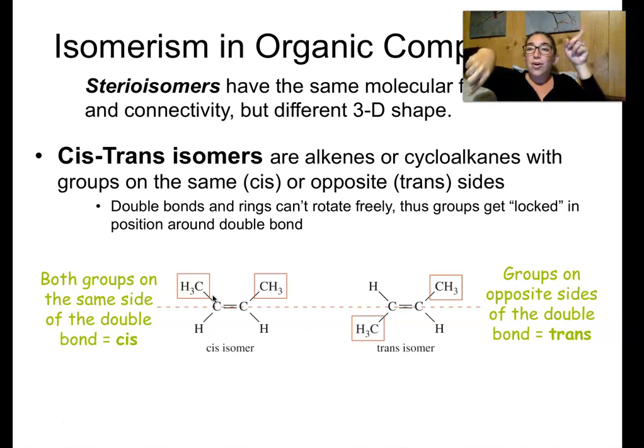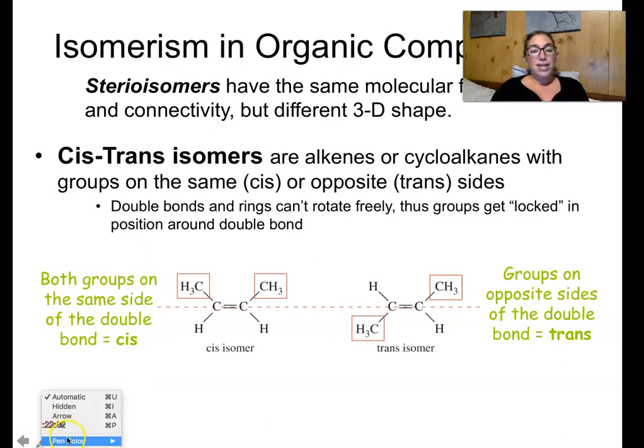Okay, so the word cis means same, and the prefix trans means opposite. That's why they're called cis isomers and trans isomers. So my little technique for this is to draw an imaginary line through the double bond, and then circle the groups. If they're on the same side of that line, then it's cis. If they're on opposite sides of that line, then they are trans.